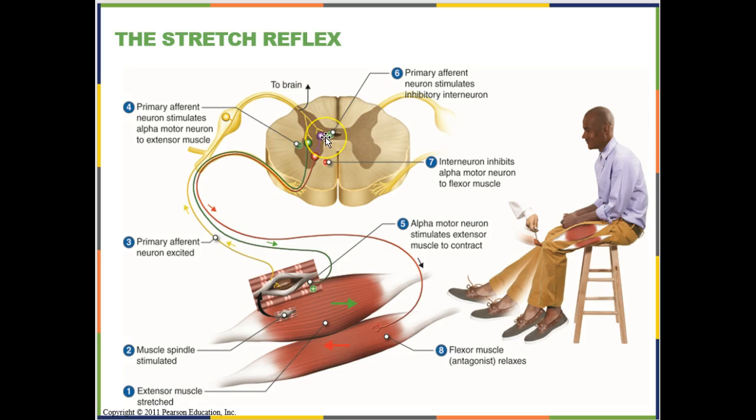This purple interneuron releases an inhibitory neurotransmitter. So what's going to happen is that the motor neuron that controls your quadriceps, which you want to contract to straighten out your leg, is going to be stimulated. That is then in turn going to stimulate your quadriceps, and they are going to contract. At the same time, you want to ensure that your hamstrings stay relaxed.